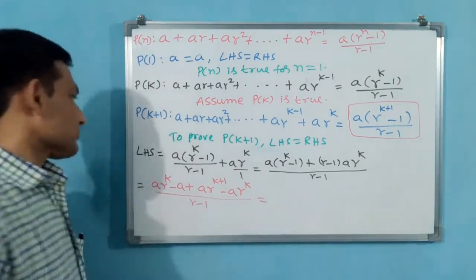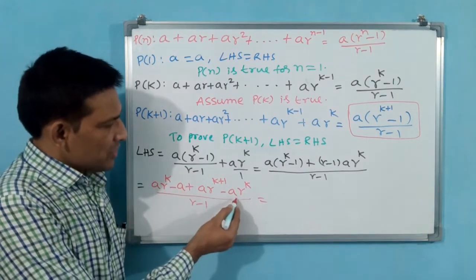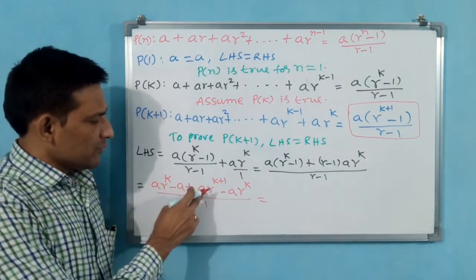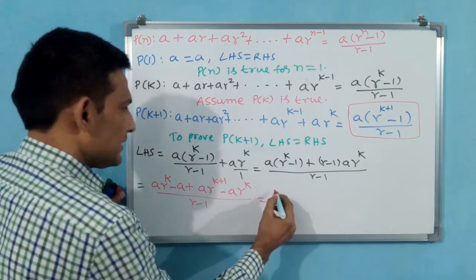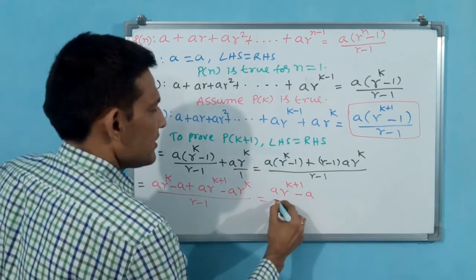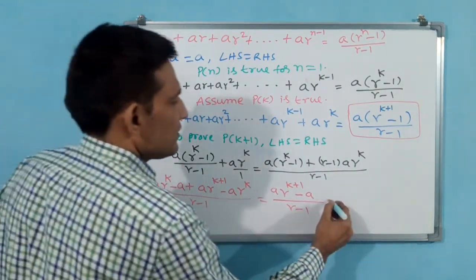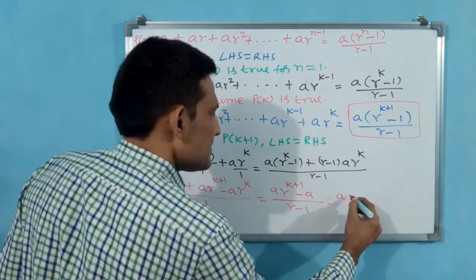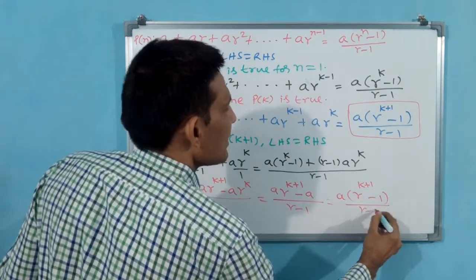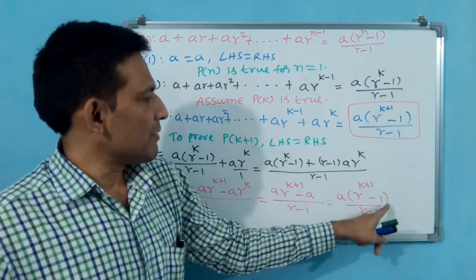Okay. If we compare here, A into R power k and minus A into R power k, these two are going to get cancelled. Rather than writing minus first, you write plus first: A into R power k plus 1 minus A divided by R minus 1. Is it okay? Again, you take A common: A, R power k plus 1 minus 1 divided by R minus 1. Is it the RHS you see there? A into R power k plus 1 minus 1 by R minus 1.